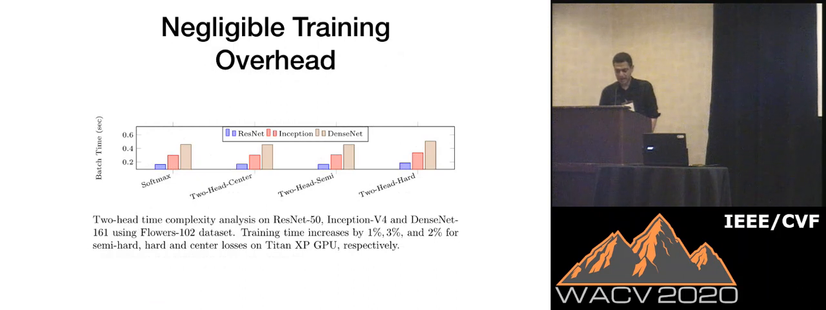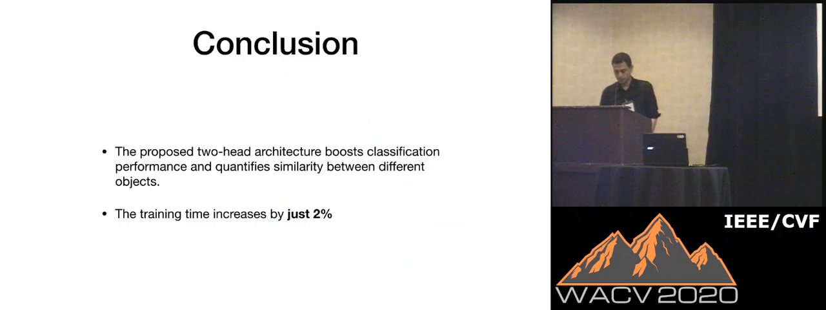Our proposal adds a single fully connected layer to standard architecture. The network training time increases by just 2%. We hope this marginal cost will promote adoption of the proposed two-head architecture. The proposed two-head architecture boosts classification performance and quantifies similarity between different objects.